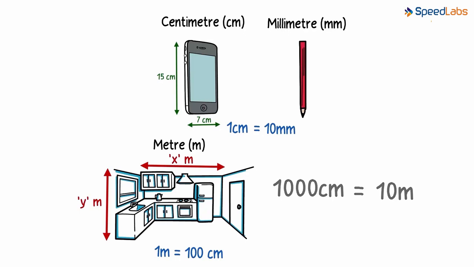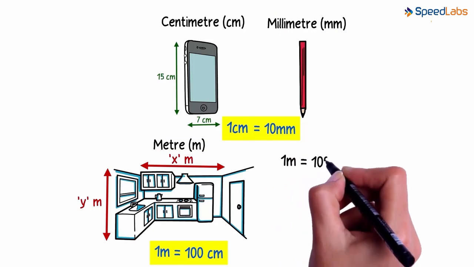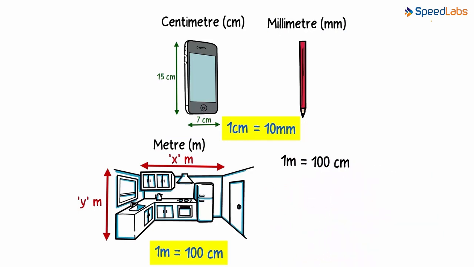Let me quickly recap what we learned. 1 centimeter is 10 millimeters and 1 meter is 100 centimeters. For measuring slightly larger lengths, we use meters, and for tiny lengths, we use millimeters. Let me ask you a simple question now. If 1 meter is 100 centimeters, then can you tell me how much 1 meter is in terms of millimeters?